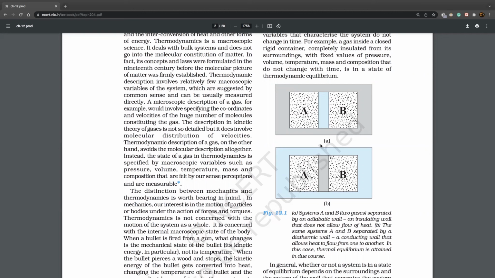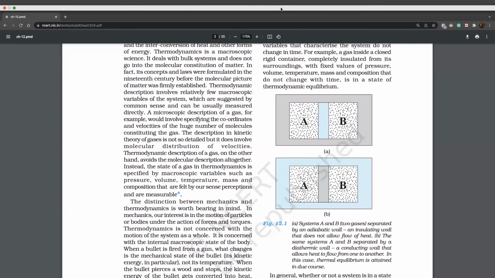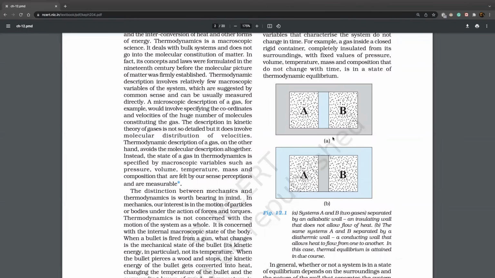If we look at figure A here, this figure has system A and B, two gases separated by an adiabatic wall. This is the adiabatic wall right here. It is an insulating wall, so no heat is flowing. There's no heat flowing from A to B or B to A.